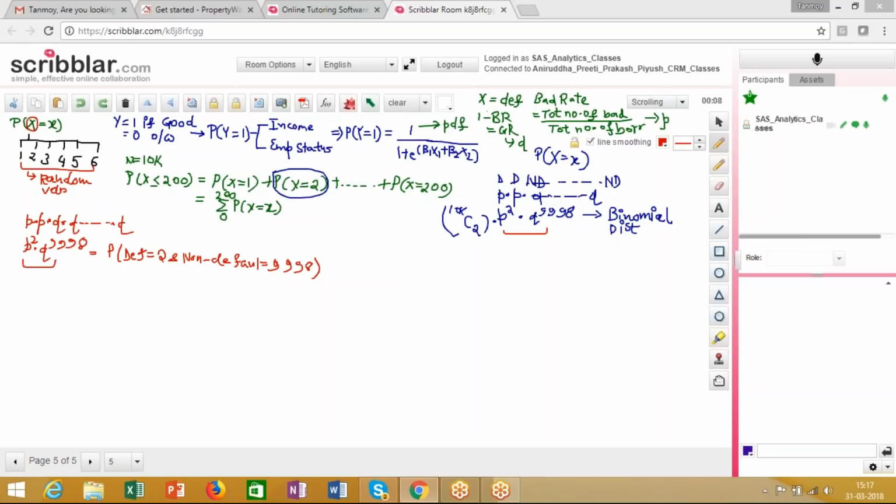So basically, the probability of x less than 2 is nothing but the probability of x equal to 0 plus the probability of x equal to 1. When I'm computing the probability of x equal to 0, it means the probability of getting 0 successes and 10,000 failures. When I'm computing the probability of x equal to 1, it is the probability of getting 1 success and 9,999 failures. Clear?